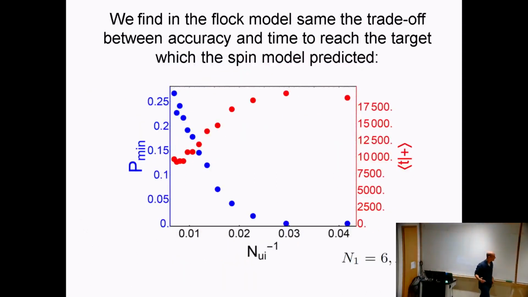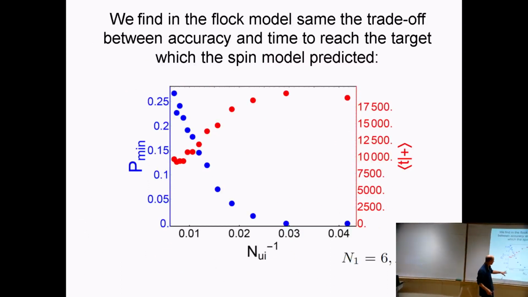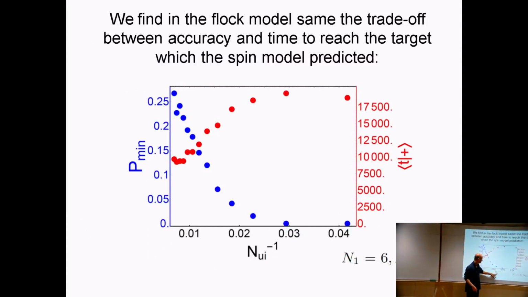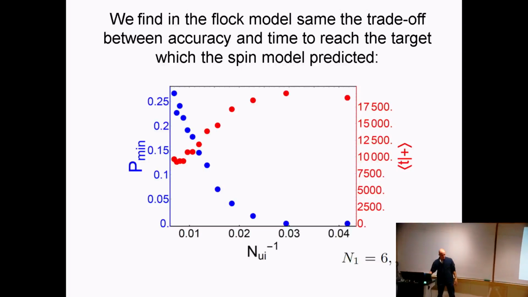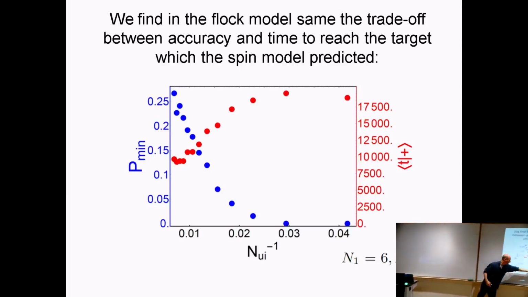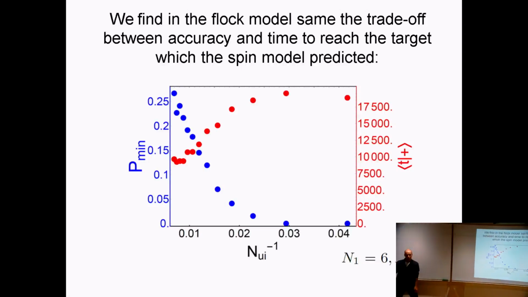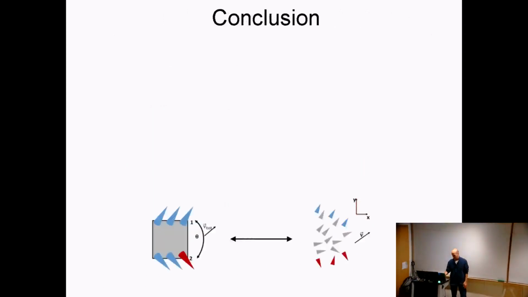Now you also see that if you run the simulations on the flock as a function of the number of uninformed individuals, you see the same trade-off that we saw between the errors and the time it takes to reach a decision. So again, the same kind of accuracy-speed trade-off comes up as in our spin model, with respect to the same control parameter, which is here the size of the group.